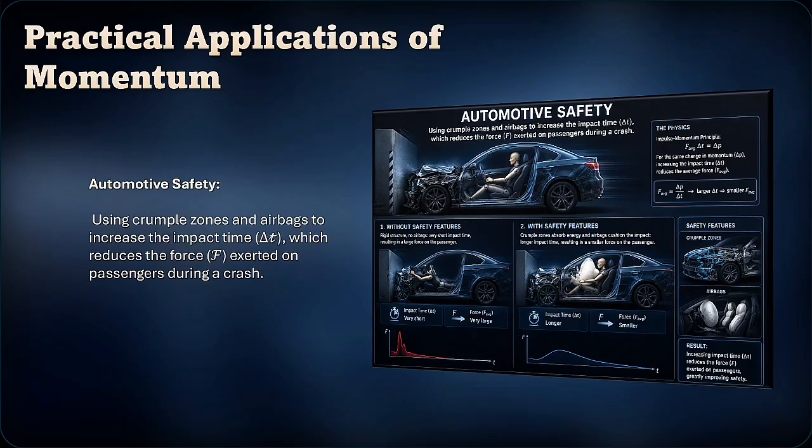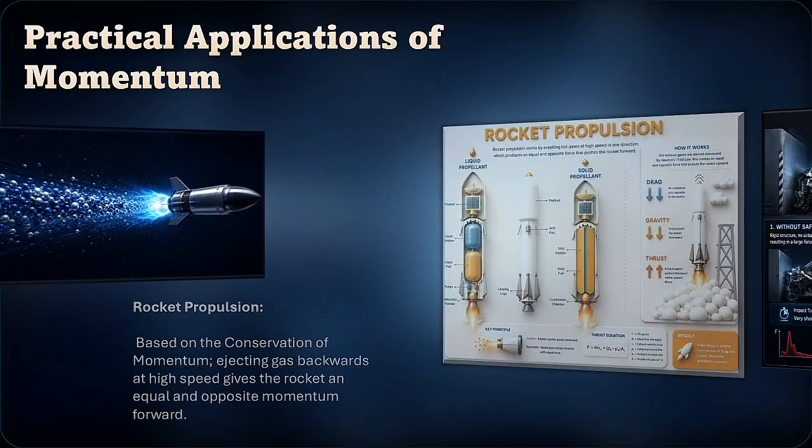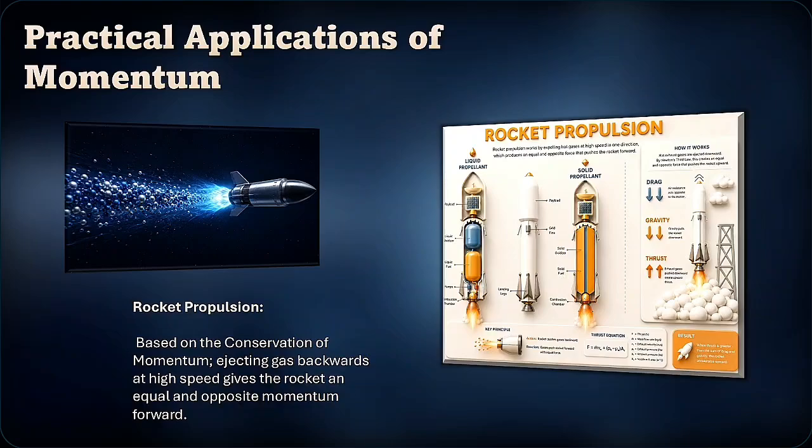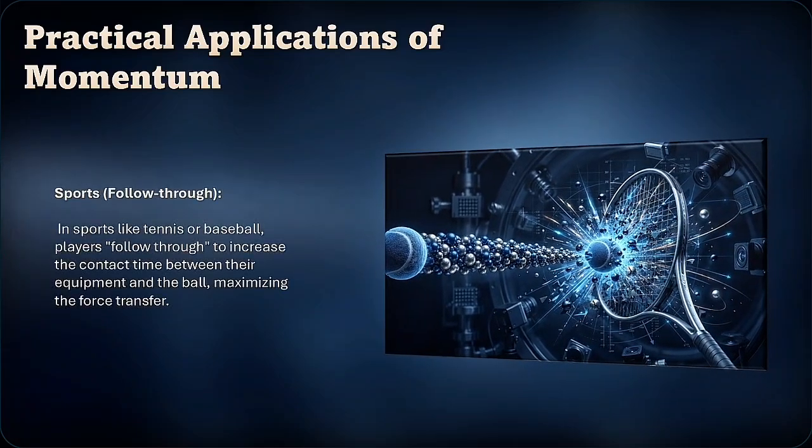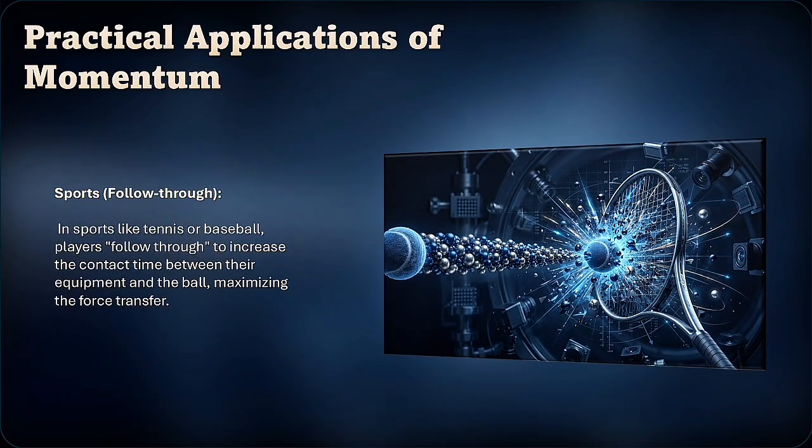Practical applications of momentum. Automotive safety: using crumple zones and airbags to increase the impact time, which reduces the force exerted on passengers during a crash. Rocket propulsion: based on the conservation of momentum, ejecting gas backwards at a high speed gives the rocket an equal and opposite momentum forward. Sports: in sports like tennis or basketball, players follow through to increase the contact time between their equipment and the ball, maximizing the force transfer.